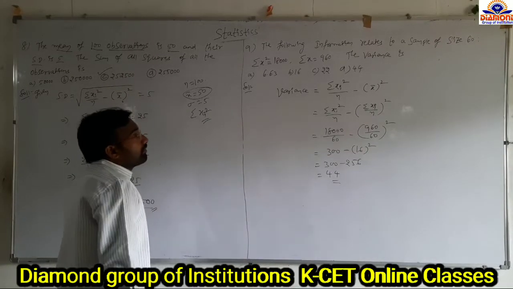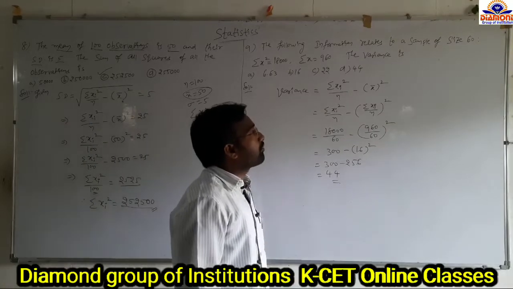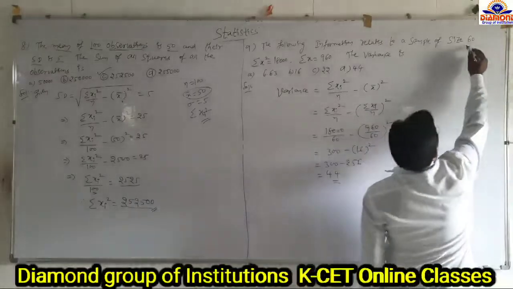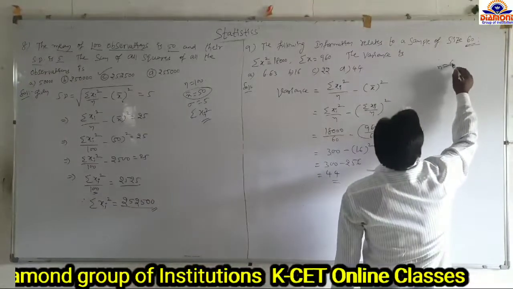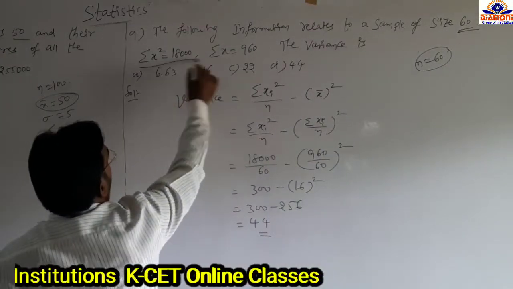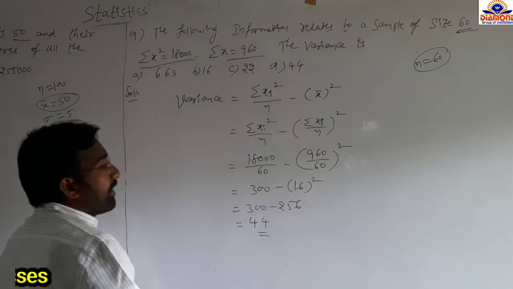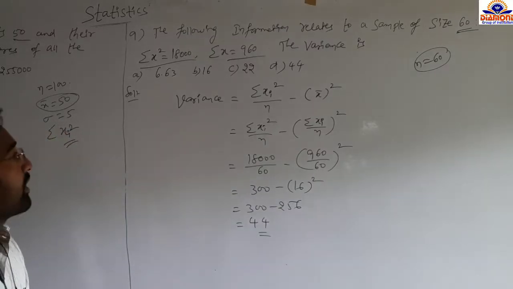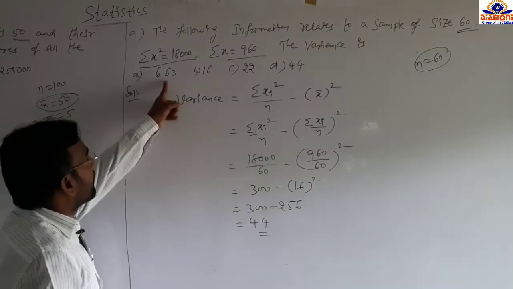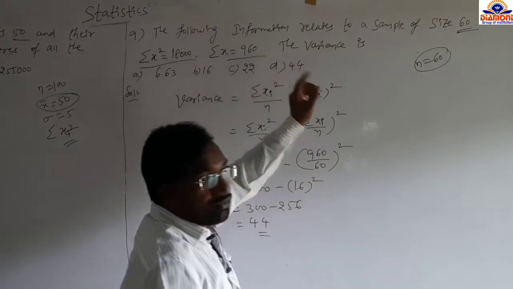Next problem. The following information relates to a sample of size 60. So here n, the number of observations, equals 60. Summation x square is given as 18,000, and summation x is given as 960. You have to calculate the variance. Option A 6.63, option B 16, option C 22, option D 44.